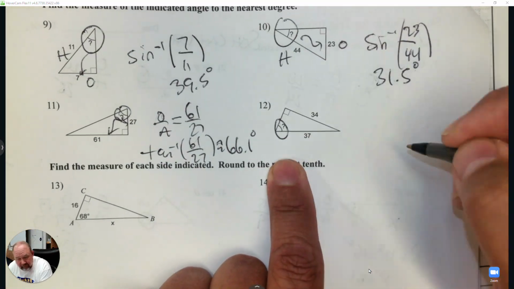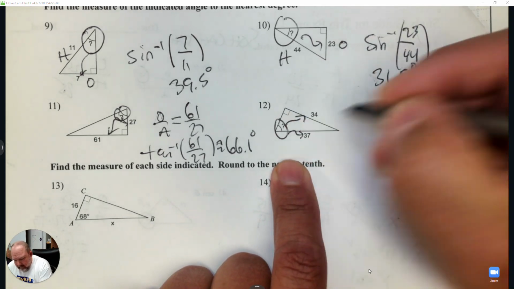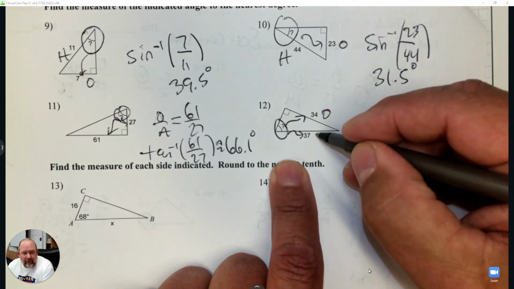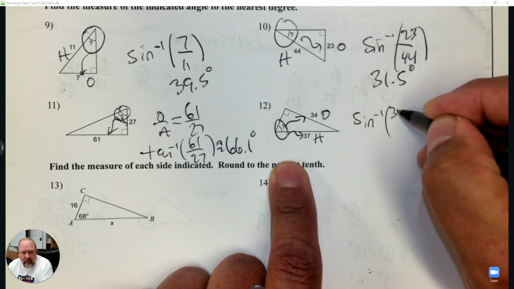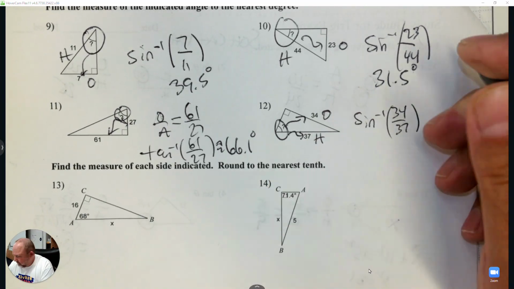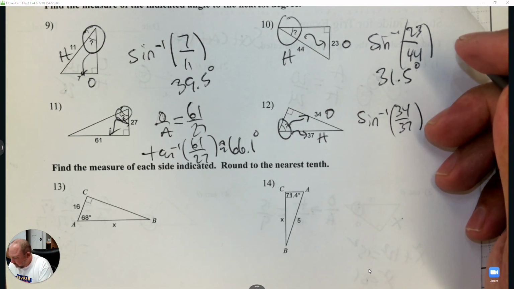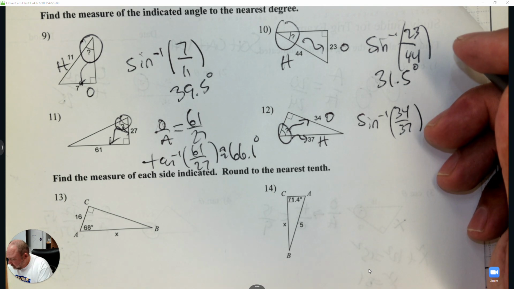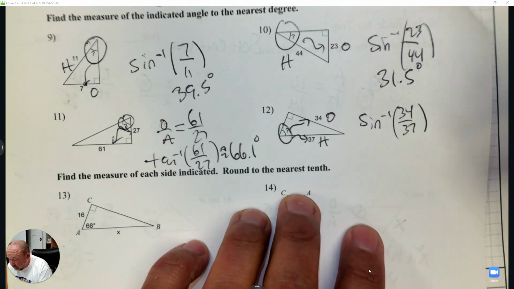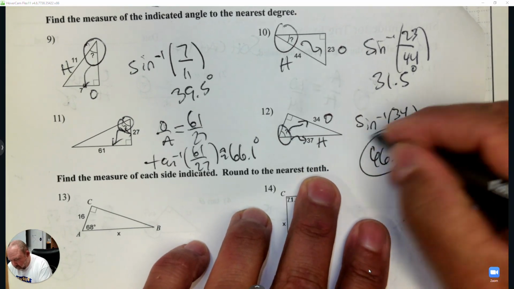Last one like this, find a missing angle. You should try it first, right? So this is opposite and this is hypotenuse. So again, it's inverse sine, and it's 34 over 37. Try that again. That's 66.8. And it's done.